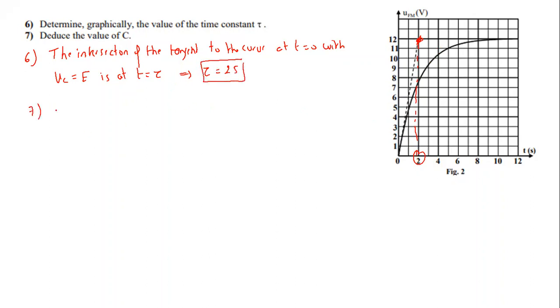Deduce the value of C. We know that tau is equal to R times C, which means that C equals tau over R. We already have R, so we'll get 2 over 100, which is 0.02 farad. Then this will be C.